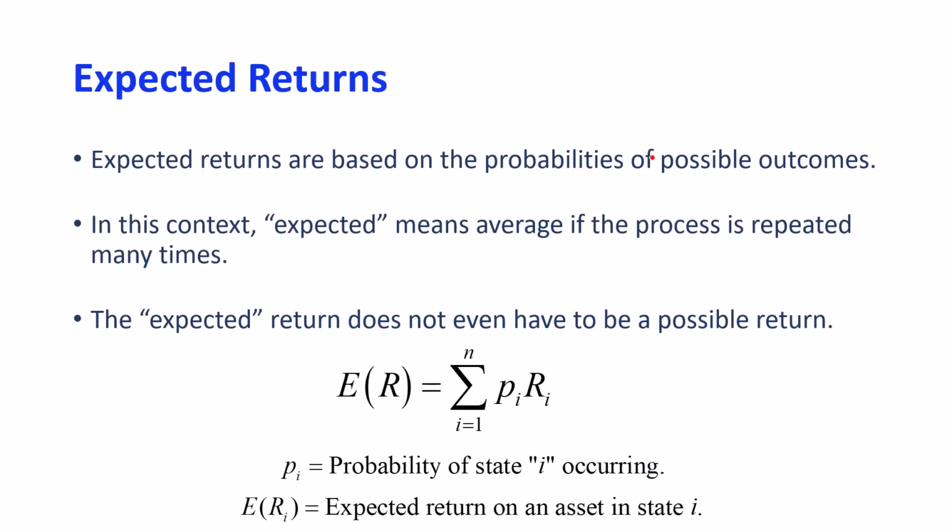The first one that we look at is expected returns. The expected returns are based on the probabilities of possible outcomes. So let's say we're assuming that in the future we're going to have a normal economy, boom economy, or a recession, and we assign probabilities to each of them, and then we incorporate the probabilities into the calculation of the expected return. In this context, the expected return means average if the process is repeated many times.